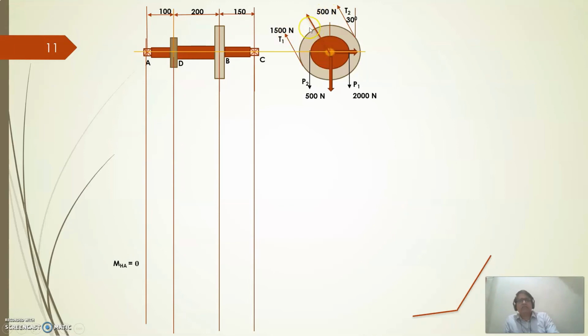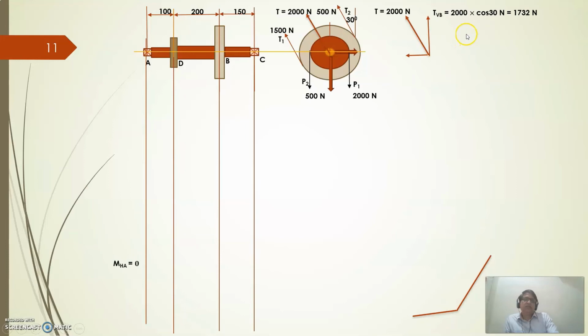This is the resultant text over here, that is 2000 newtons at point B, right? So that will have two components, one vertical and the other horizontal. Are you getting it? The angle is 30 degrees, and the resultant is 2000.